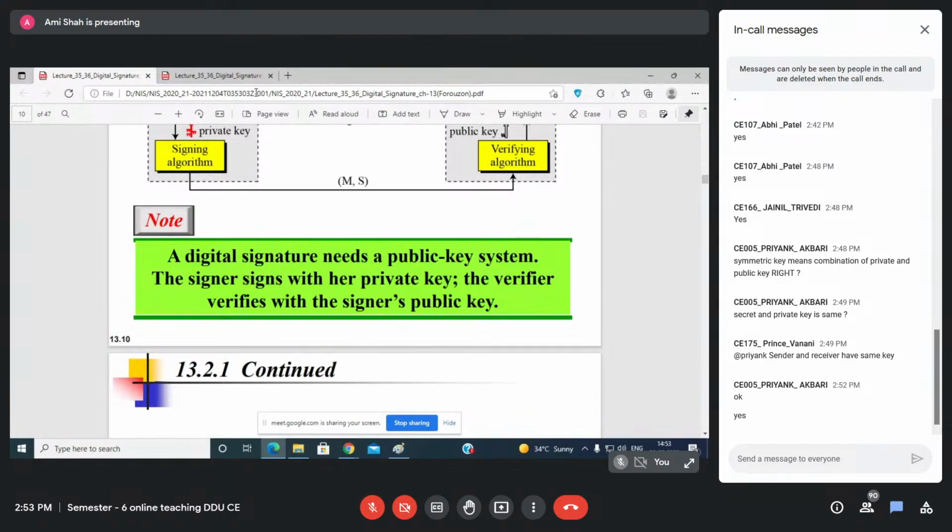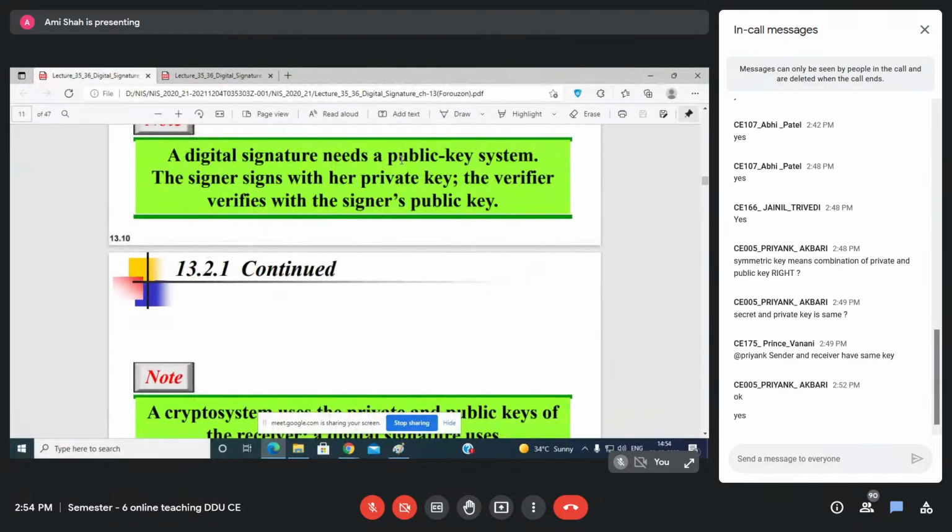And another is creating a secret key for a session that involves authentication and which uses a digital signature. And the third case is that Bob could use the secret key between himself and Alice, sign a document, send it to Ted, and pretend that it came from Alice. Right? That scenario also I have discussed in your second lecture. So that's why the digital signature needs a public key system: the signer signs with her private key and the verifier verifies with the signer's public key. So this is the concept of digital signature.